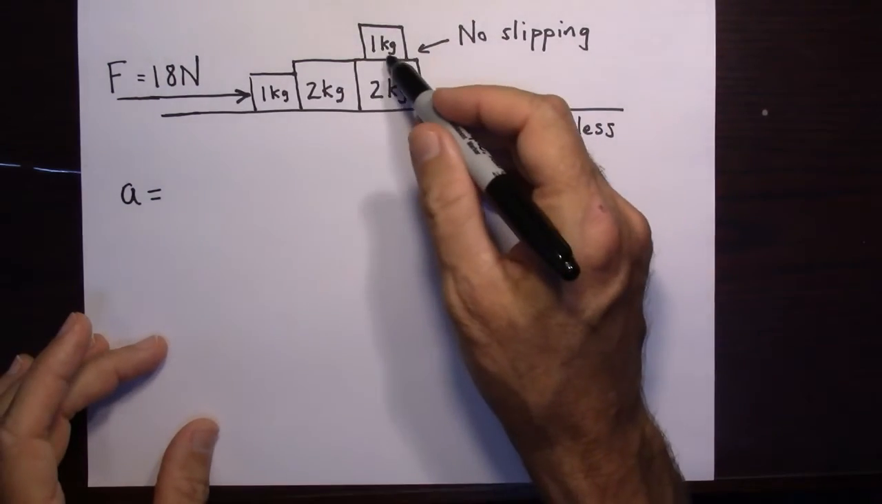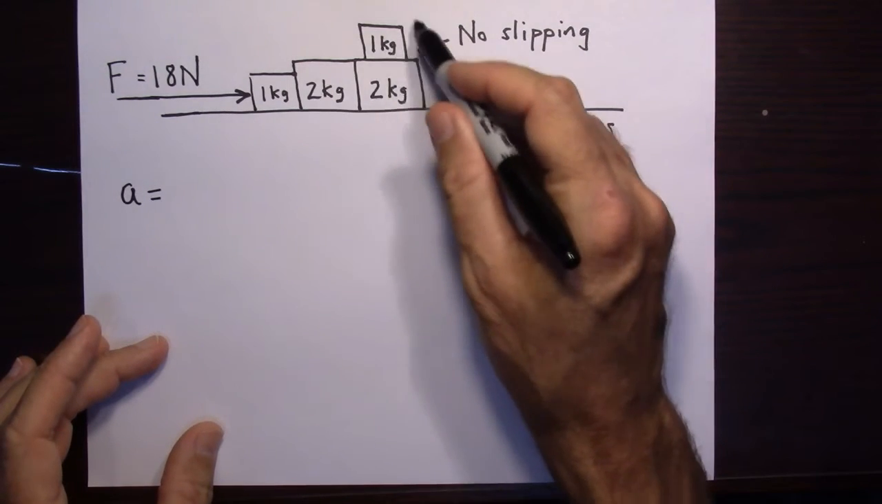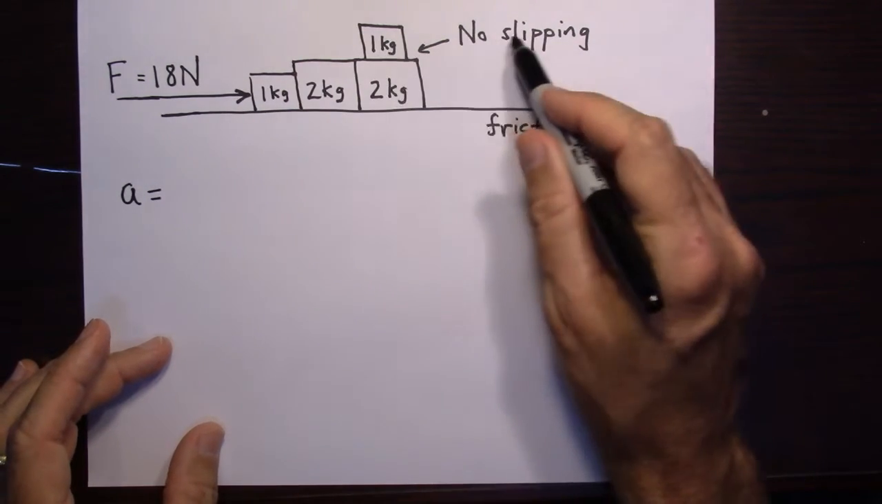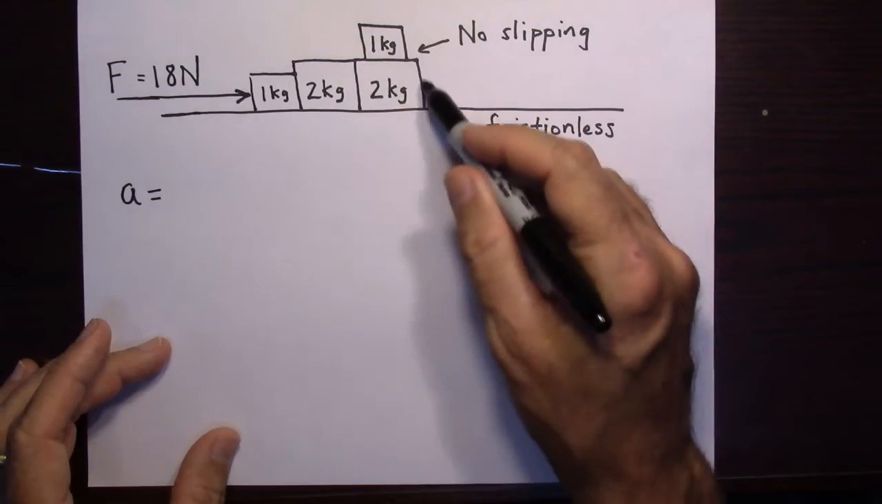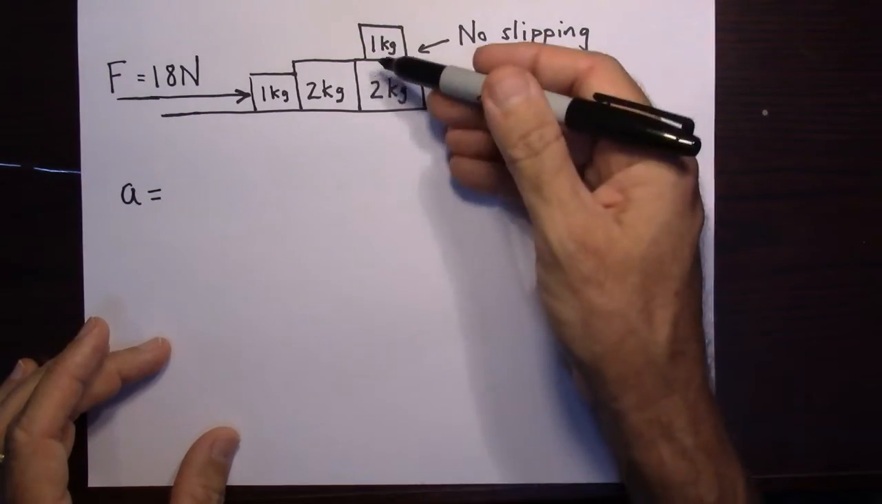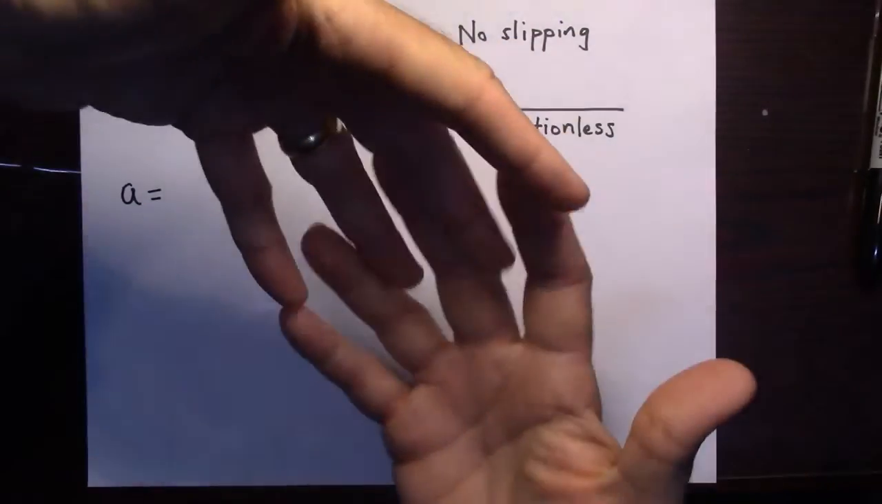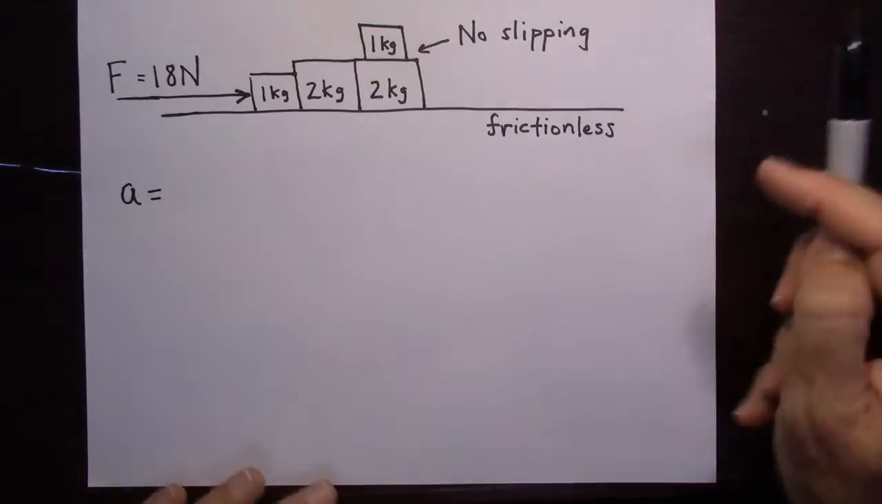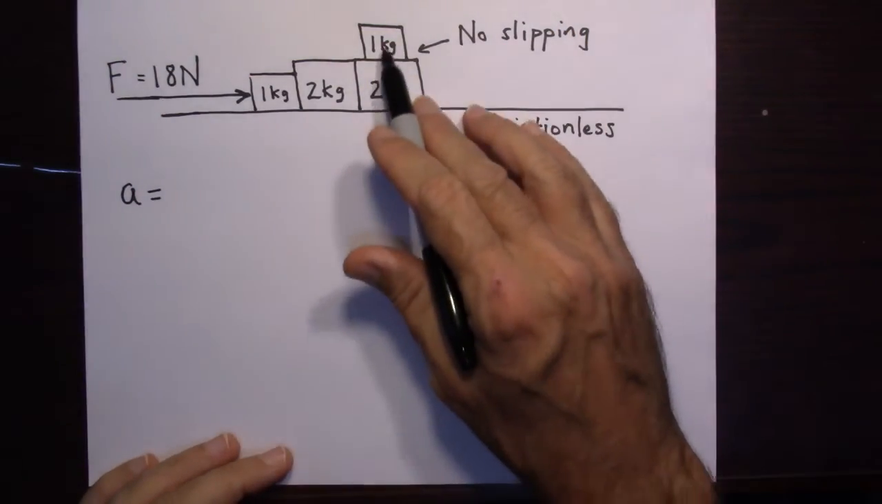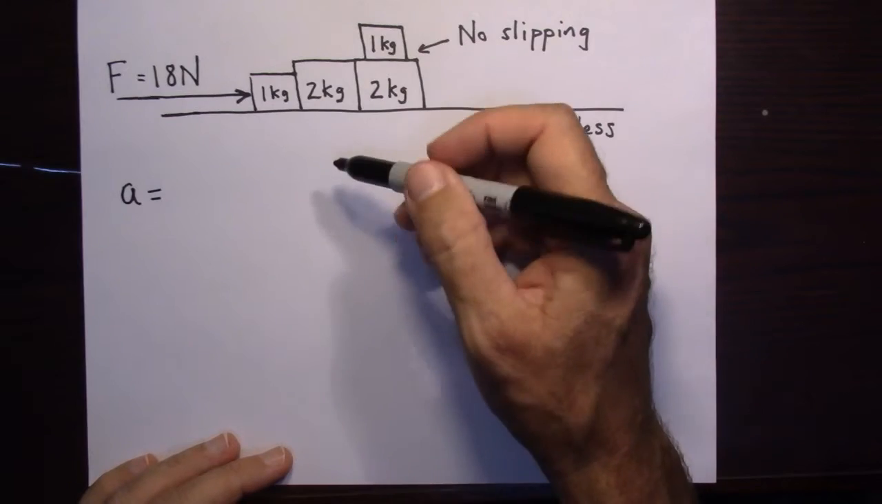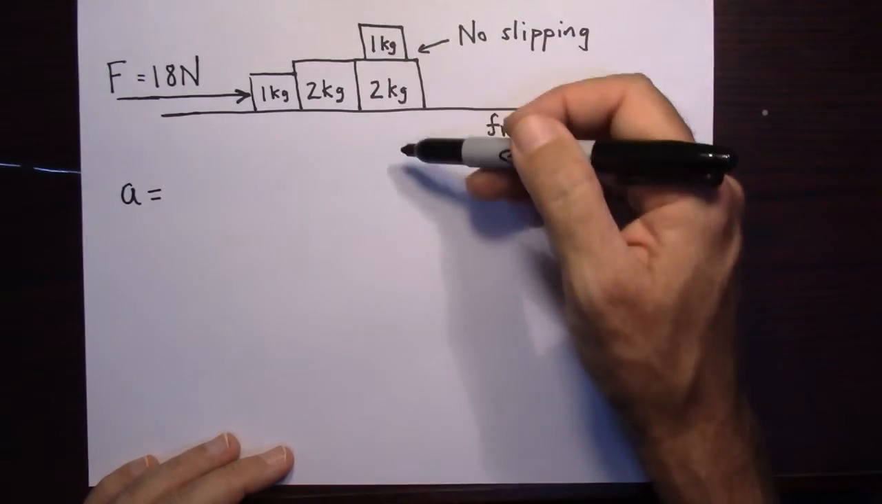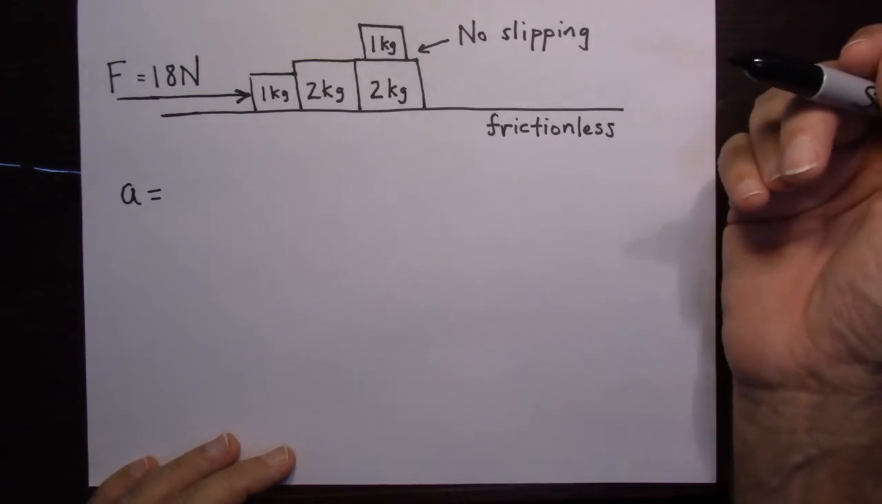So the frictional force, there are two frictional forces. There's a frictional force on the 1 kilogram to the right, and a frictional force on the 2 kilogram one to the left. But all those are going to cancel. And so all the y forces will cancel, because it's not going to accelerate in the y direction.